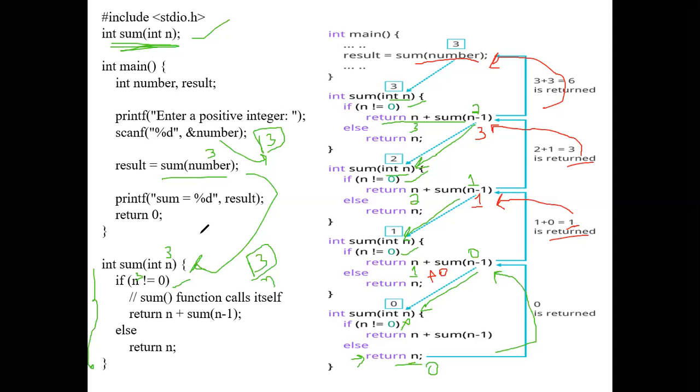So that answer will be returned to your main function call, that is, that 6 will be stored in the variable result. So here we are getting and storing the answer 6, and finally we are printing the result: sum is equal to 6. So analyze this. So this is all about the concept of recursion.